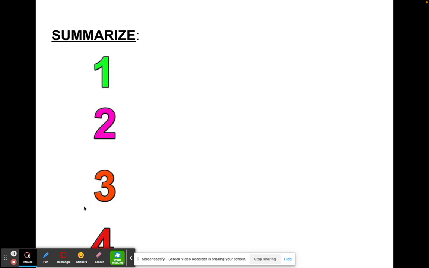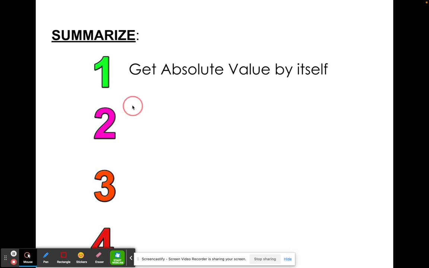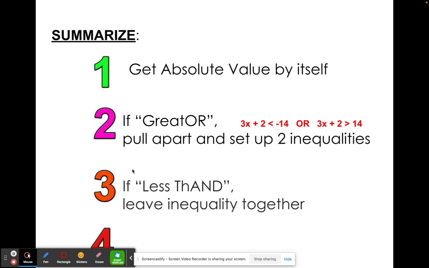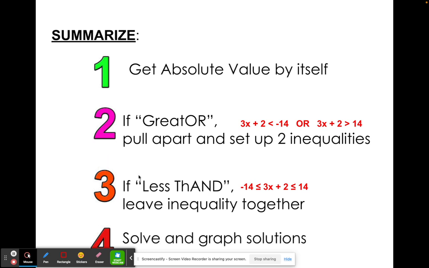So let's do a quick little summary. First of all, we need to get our absolute value isolated. We need to get it by itself. After that, if it's a greater than, we're going to pull it apart and set up two inequalities. If it's a less than, we're going to put it together and have one inequality, the negative solution on the left and the positive on the right. Then we're going to solve and graph.